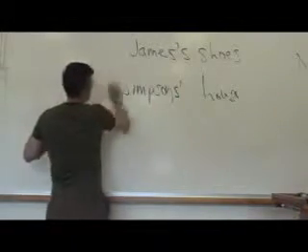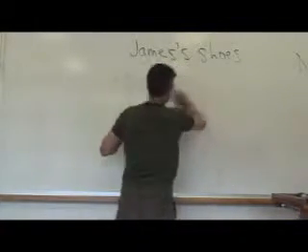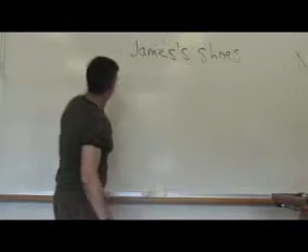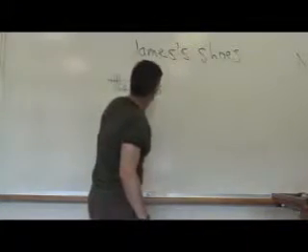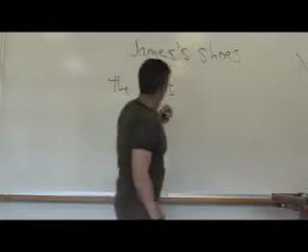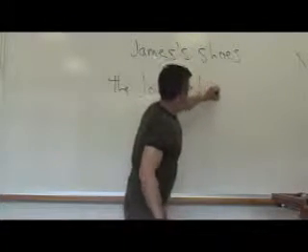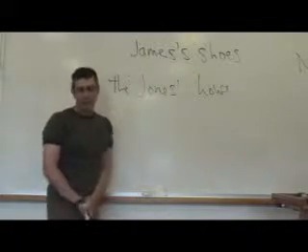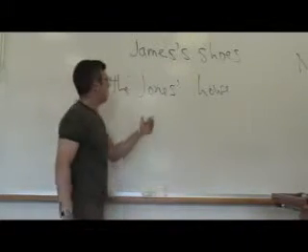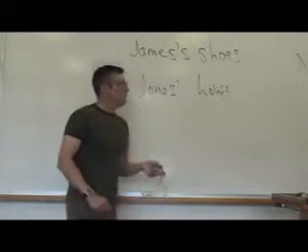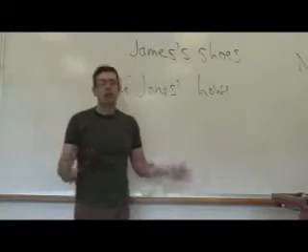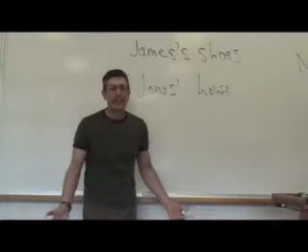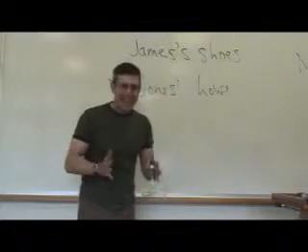Now, what if the name is Jones, and you're going to the house? Well, a lot of people would write it the same way. But then what is the entity to the left of the apostrophe? Something called the Jones. This is not the house of the Jones. This is the house of the Joneses.